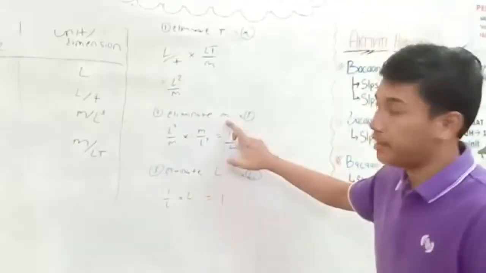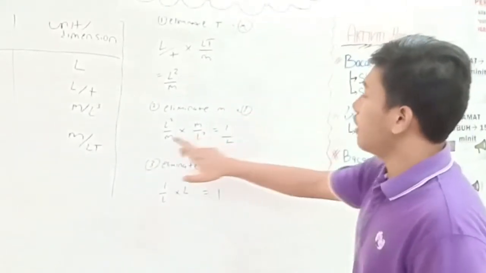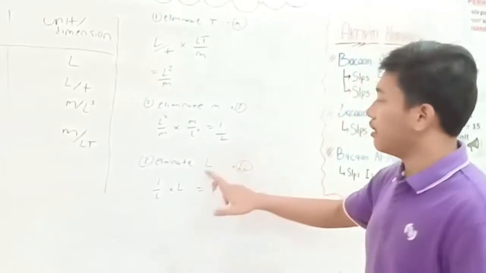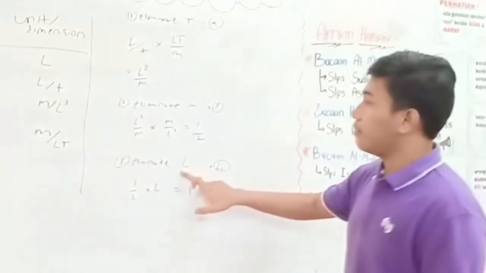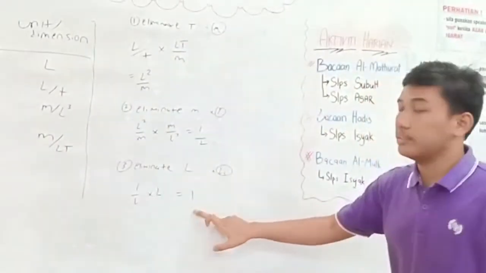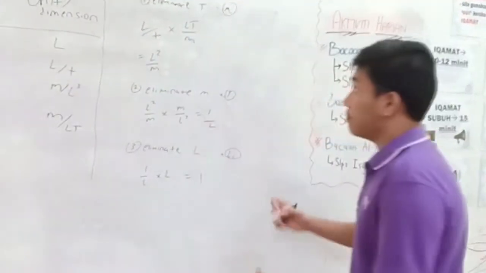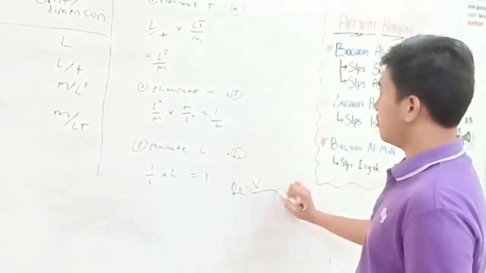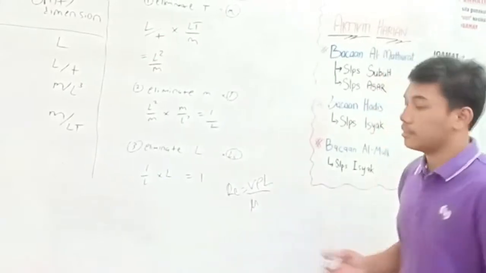Then we need to eliminate M. We eliminate M by multiplying L square over M with rho, so it becomes 1 over L. Then for the last, we need to eliminate L by multiplying it with L size. Then we got 1, it is dimensionless. So the Reynolds number becomes V divided by mu times rho times L. So this is the Reynolds equation.